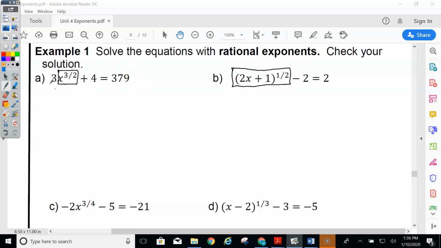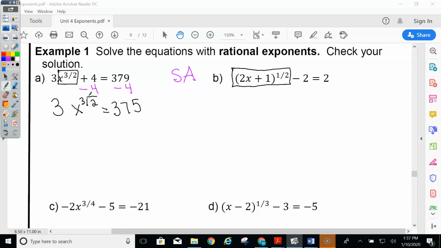So for this one, we're doing GEMDAS backwards. We need to subtract or add first. So what are we going to subtract or add? The plus 4 to the other side. So we're going to do minus 4. So then we get 3x to the 3/2 equals 379 minus 4 is 375.